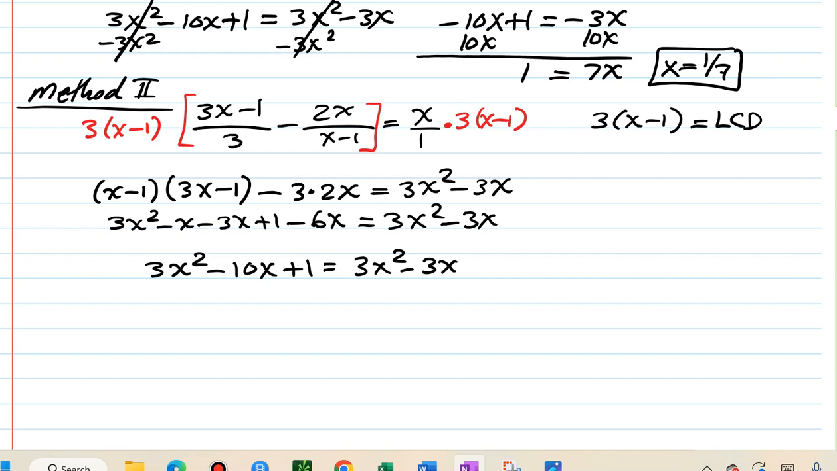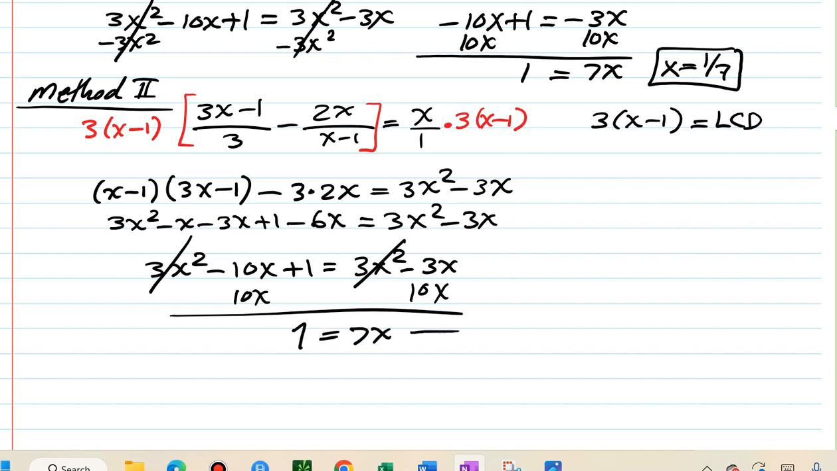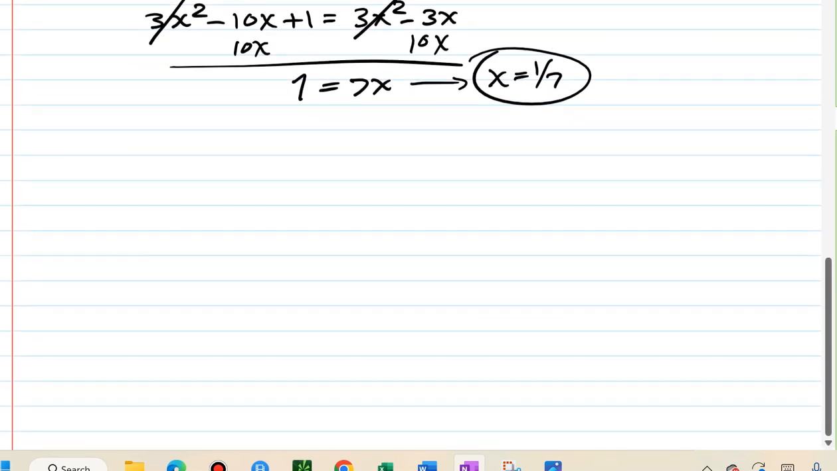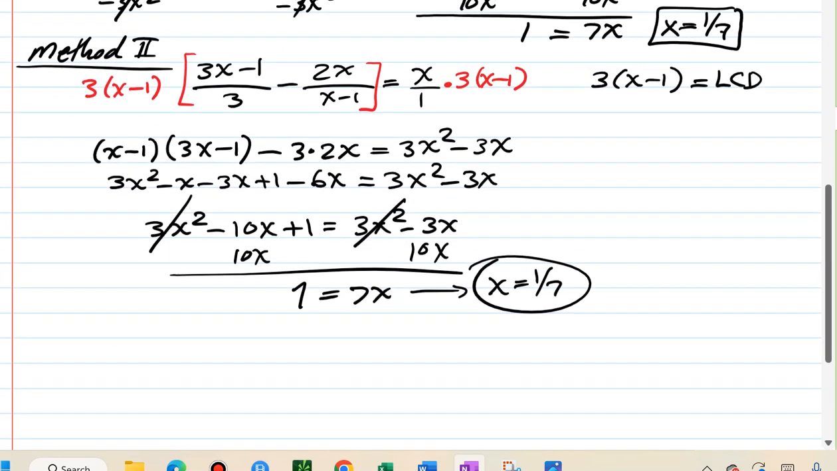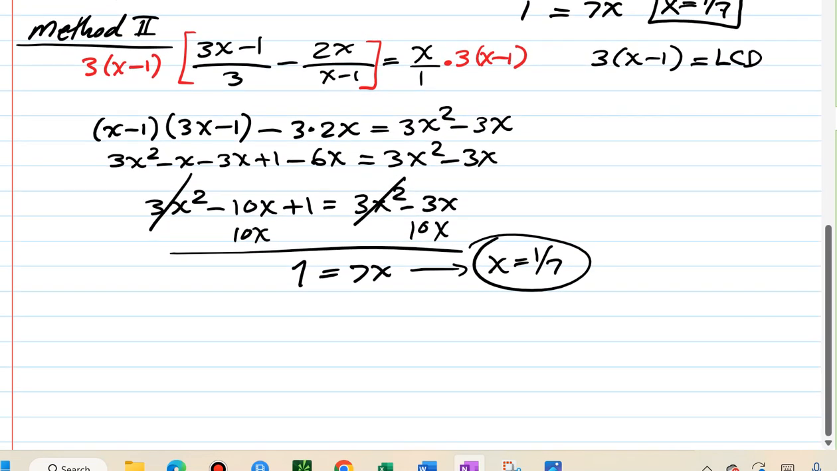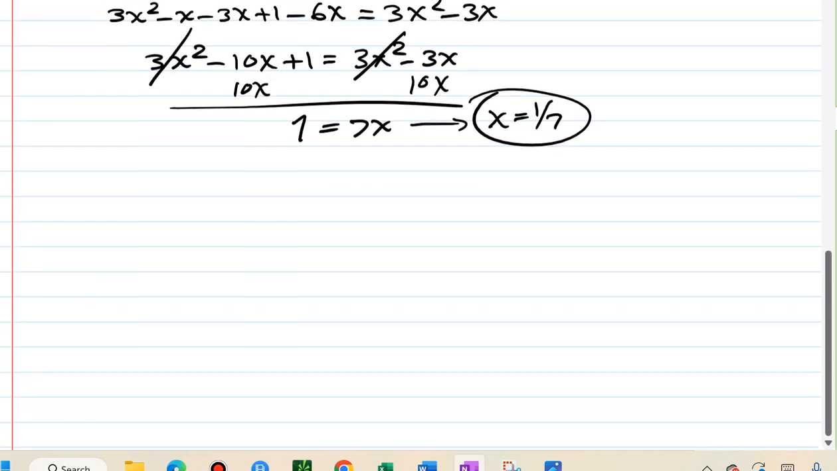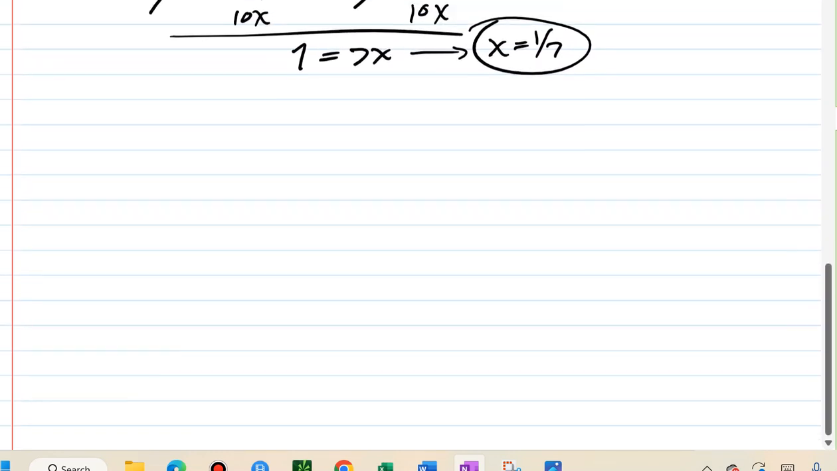Now, just as before, the 3x squares cancel, add 10x to both sides. And this is going to be 1 equals 7x. And from this, x is 1/7, just as before. So with rational expressions, again, two ways you can do this. Personally, method 2, I like it better. This one, where we multiply both sides by the LCD. That's just my personal preference.